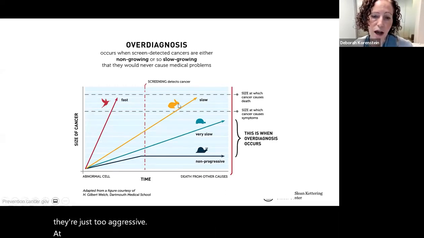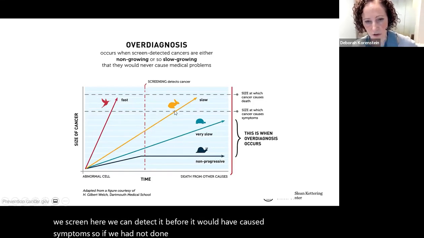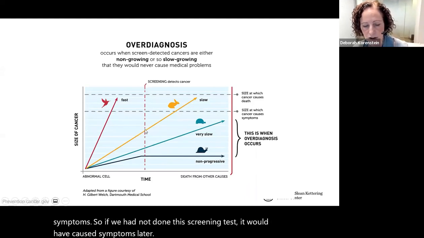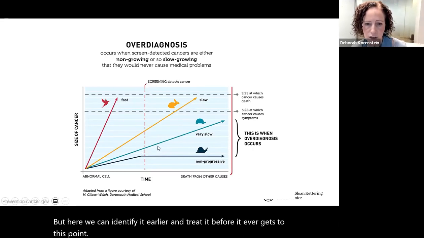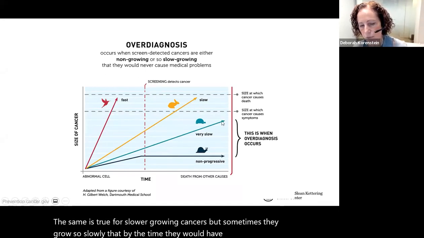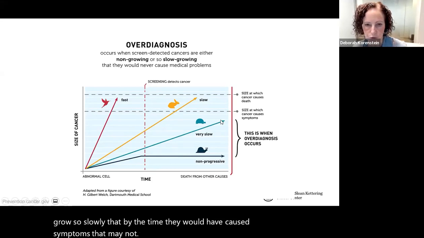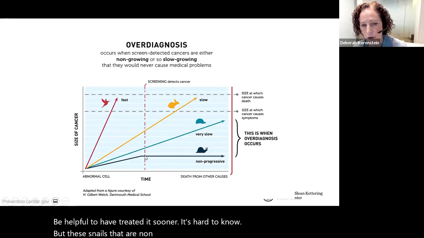At the optimal screening cancers are really these yellow ones. If we screen here, we can detect it before it would have caused symptoms. If we had not done this screening test, it would have caused symptoms later, but here we can identify it earlier and treat it before it ever gets to this point. The same is true for slower growing cancers, but sometimes they grow so slowly that by the time they would have caused symptoms, it may not be helpful to have treated it sooner. It's hard to know. But these snails that are non-progressive, we will tend to pick them up when we screen.